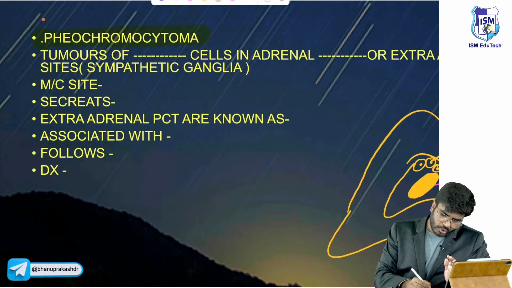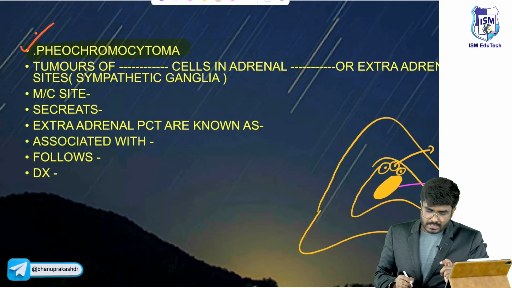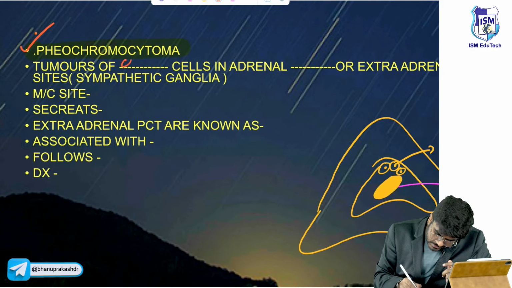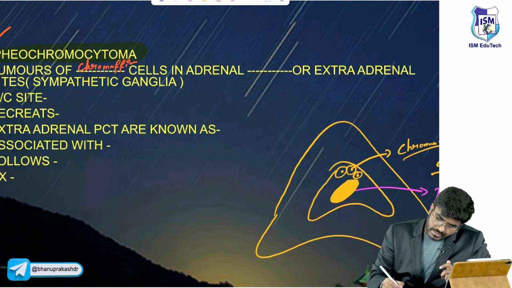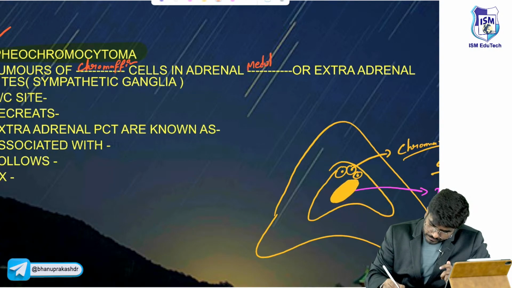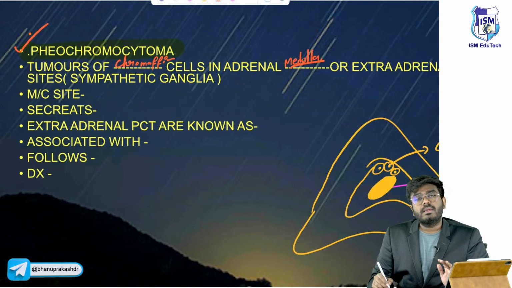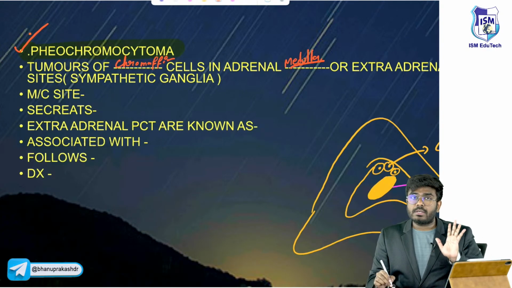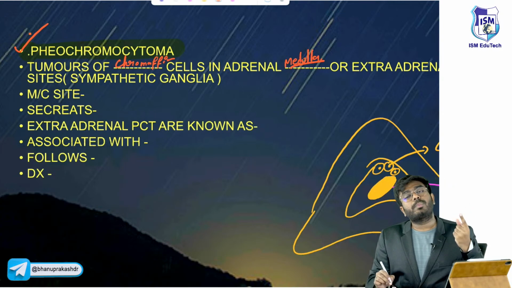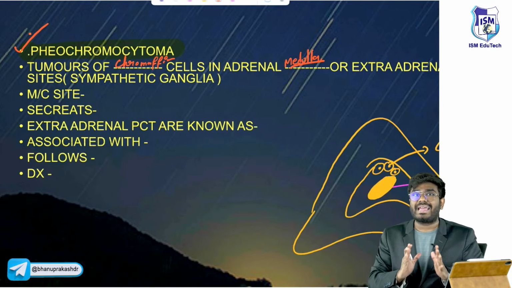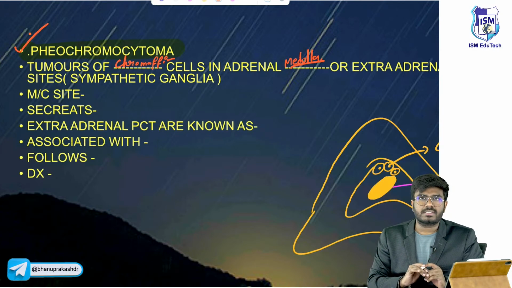Now look here. Pheochromocytoma. It's a tumor of which cells? It's a tumor of chromaffin cells in the adrenal medulla. But not only in the adrenal medulla. You should understand, these chromaffin cells are present in other places in the body also, like in sympathetic ganglia.